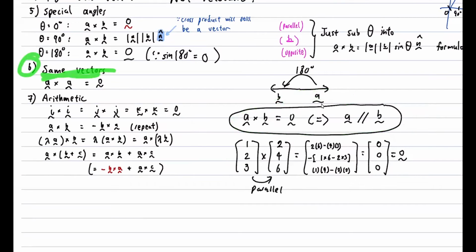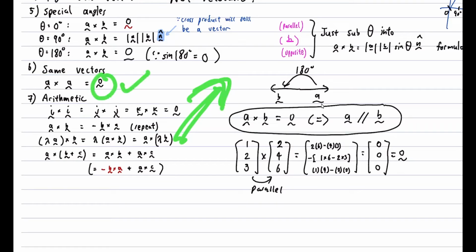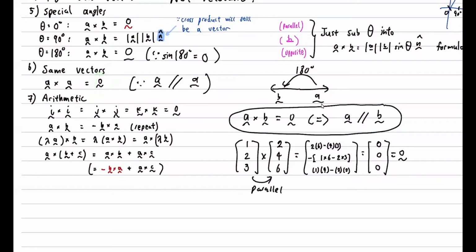Point number 6, same vectors. Whenever you have two same vectors, they are really just parallel as well, right? Here's vector A. Here is also vector A. You can think of them as parallel vectors, right? So that's why you also get a zero vector, because A is parallel to vector A. You're parallel to yourself. So zero vector.